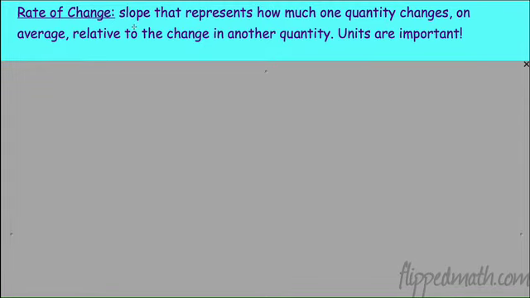All right, rate of change. Rate of change is slope that represents how much one quantity changes on average relative to the change in another quantity. And the units are important. Basically, it's the exact same thing as slope. We're going to find 2 points and calculate the slope. We're going to label it a little bit differently, and we may not use fractions in this because they're real world situations, and a lot of times you don't see like 2/3 miles per gallon. We'll probably do decimals, but otherwise it's just slope.